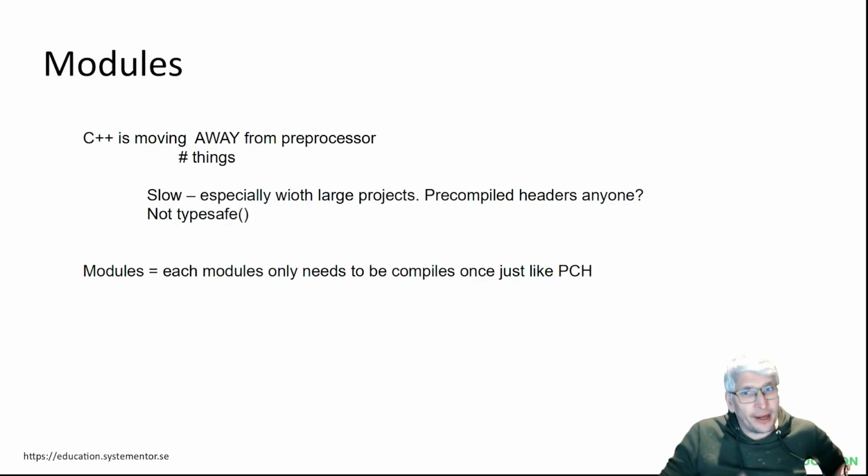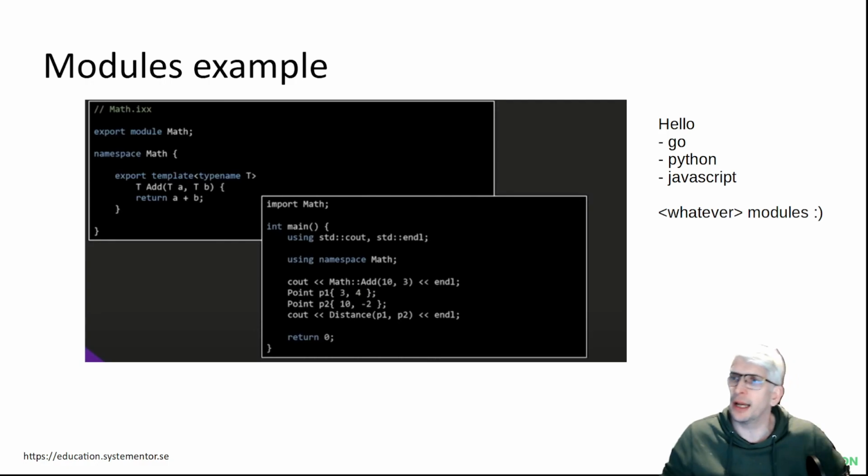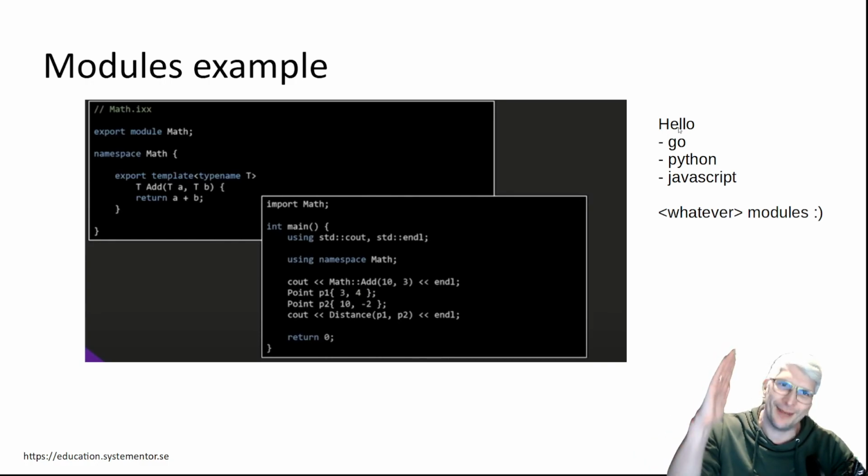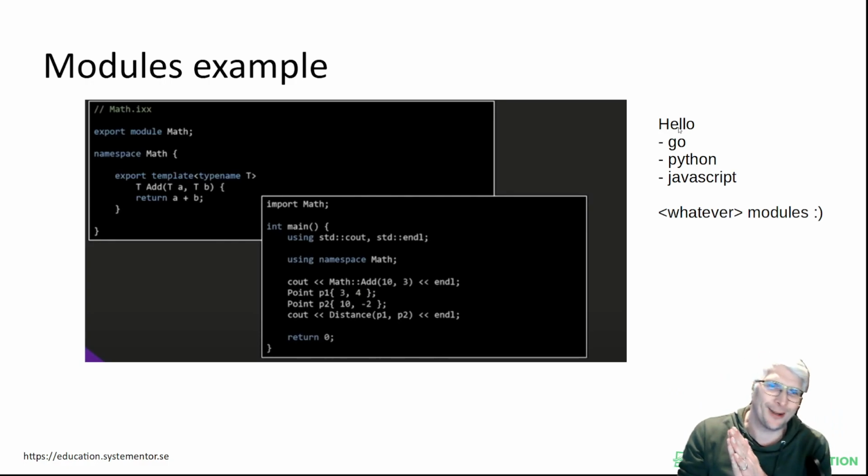So we get the same effect as with precompiled headers, but what it looks like this. Have a look. As I say here on this side, hello Go, hello Python, hello JavaScript, hello whatever language where they use the module. You can see it's exactly the same idea. And the thing is, we are supposed to stop using include. Actually, I don't have that example here, but anyway, we are not supposed to use include.